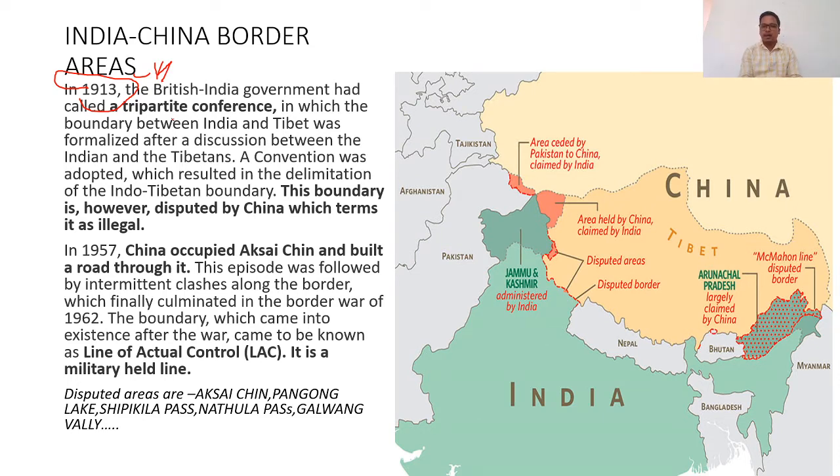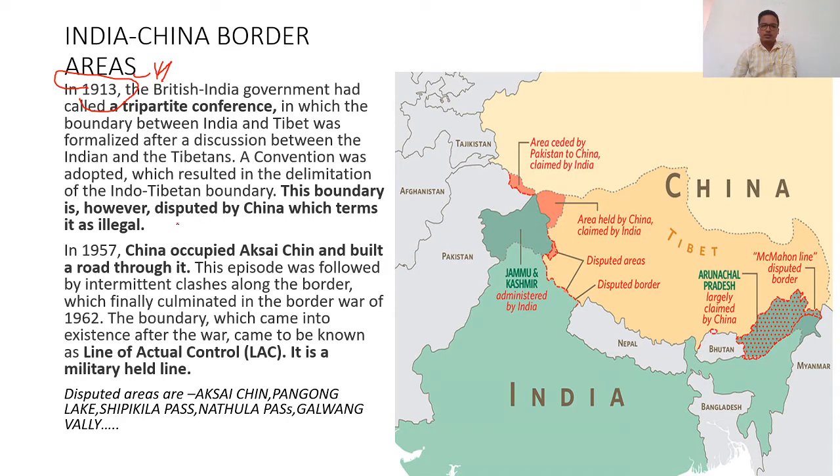Who were the parties to that conference? It was Tibet, British India, and the UK, Britain. These three parties sat together and decided that Arunachal Pradesh would be part of India and the border drawn was the McMahon line. At that time it was British India, I would say, not India, because the British used to rule us.